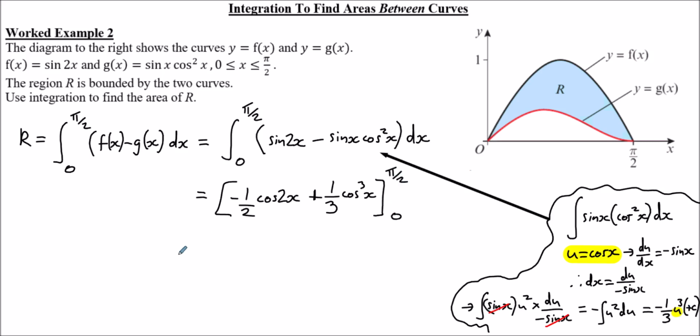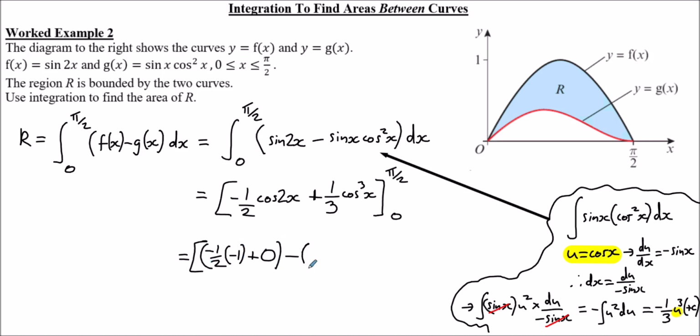So if we input the limits first of all, pi over 2: cos of 2 lots of pi over 2 is cos pi. Again, use your calculator if needed, in fact I would say use it, that gives minus 1. So we've got minus 1/2 times minus 1, and then plus 1/3 of cos cubed of 90. Well, cosine 90 is 0, so that's just 1/3 of 0, which is 0.